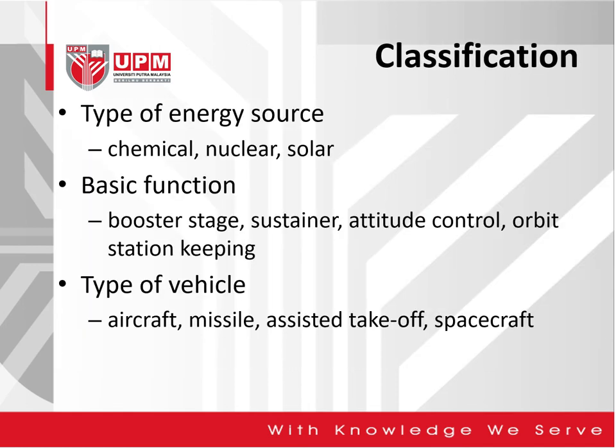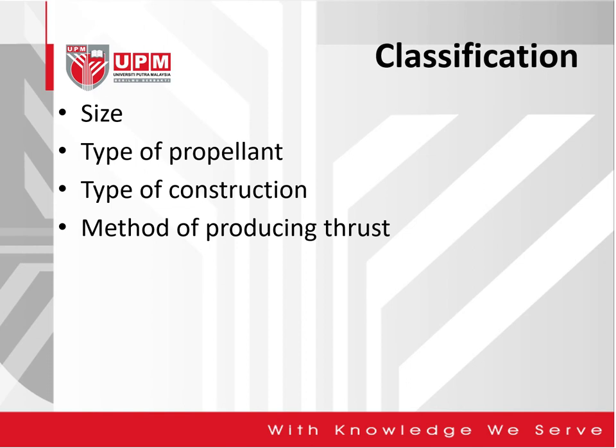In terms of classification, we can also compare the rocket engine in terms of the energy source: chemical, nuclear, or solar. Rocket propulsion can also be classified by its basic function: the booster stage, sustainer, altitude control, as well as orbit station keeping. The rocket engine can also be employed in aircraft, missiles, assisted takeoff, as well as spacecraft. We can also classify the rocket engine in terms of size, the type of propellant used, the type of construction, as well as the method of producing thrust.